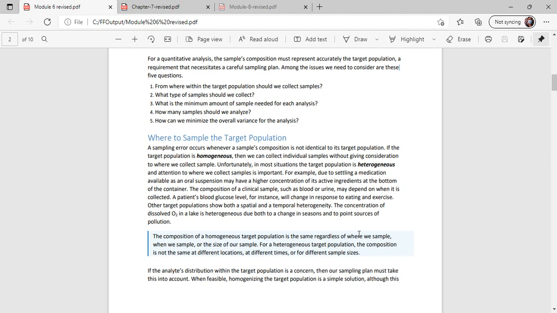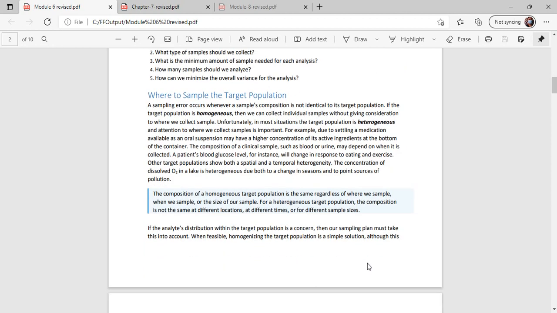The composition of your homogeneous target population is the same regardless of where we sample, when we sample, and the size of our sample. For a heterogeneous target population, the composition is not the same, because the term hetero means unlike. For homo, it is the same. That is the first thing to remember. For a heterogeneous target population, the composition is not the same at different locations, different times, and different sample sizes.